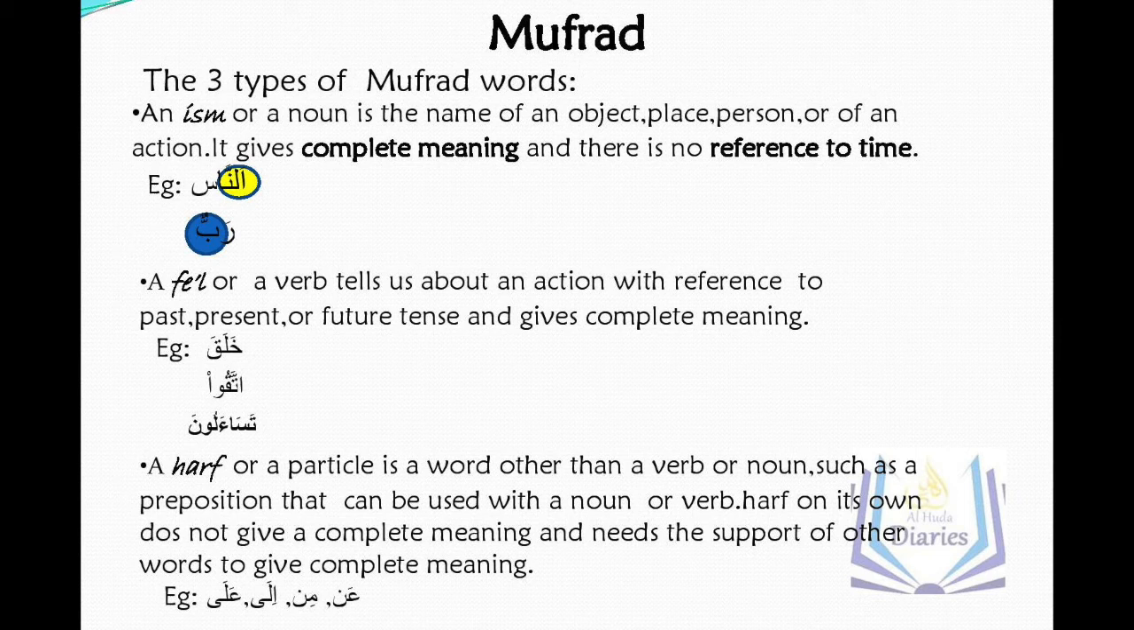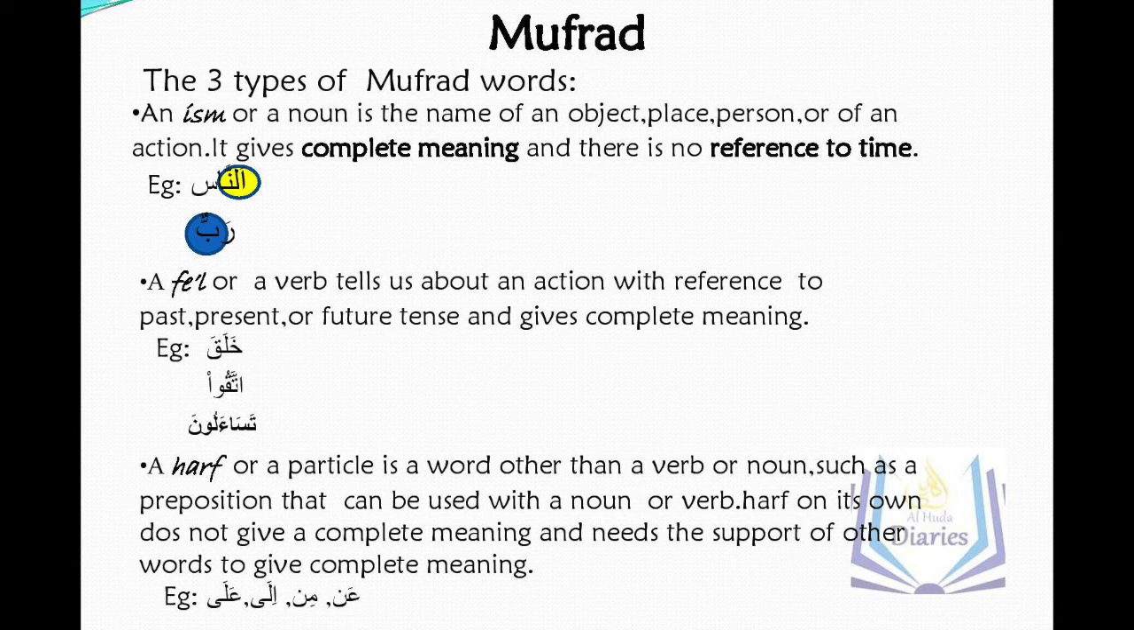Which is again an indication that it is not an ism, rather it's a fi'l. And when it comes to harf, unlike the ism and the fi'l, harf does not give a complete meaning by itself. Therefore, it has to be linked to a noun or a verb to give complete meaning. Examples of harf would be ala, ila, min, an, and so on.